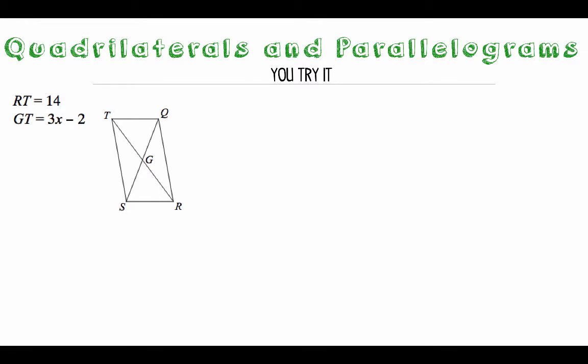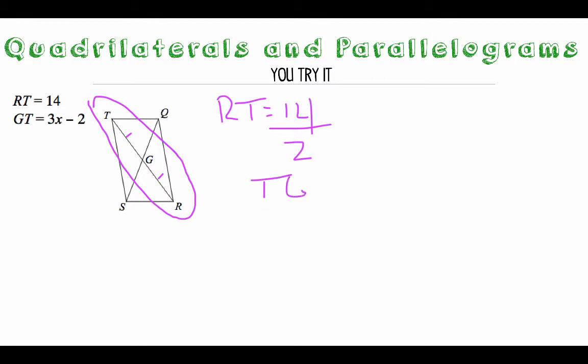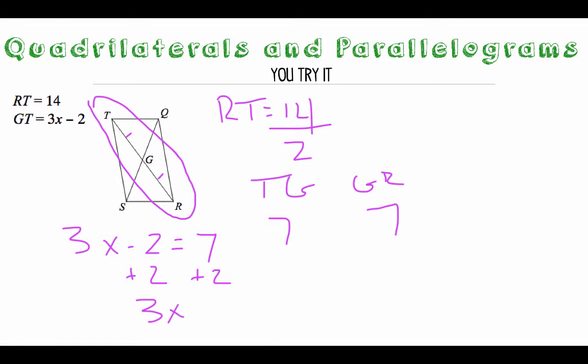All right, I'd like to do this one. It's got the diagonals in it. I thought it would be a little bit tougher. They give us the entire length here of RT, so we know that these two are congruent and they bisect. So we can take RT, which is 14, and divide it to find TG and GR. So now that we know that each of these are 7, we can take our GT equation and set it equal to 7 because we know the total length there. So we have 3x minus 2 equals 7. Add 2 to both sides. 3x equals 9. Divide by 3, x equals 3.